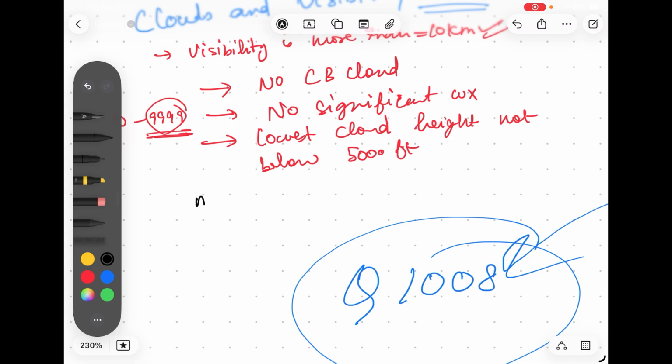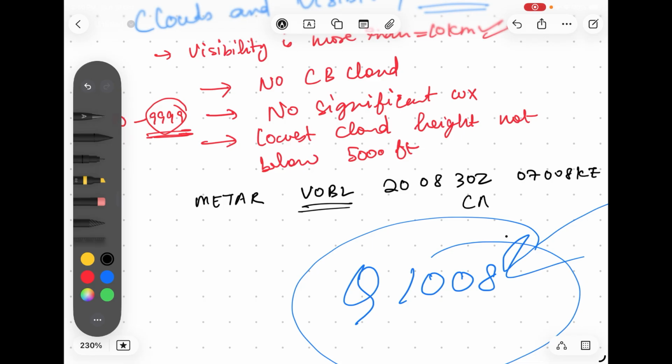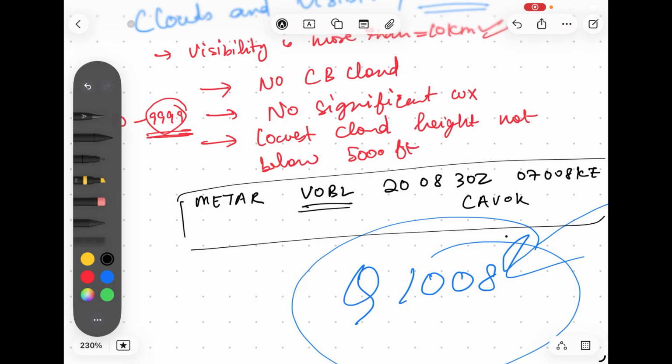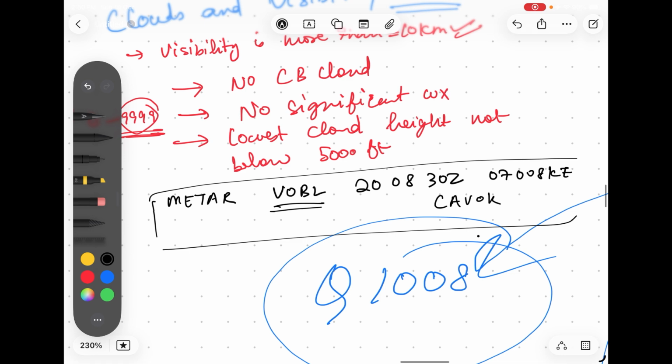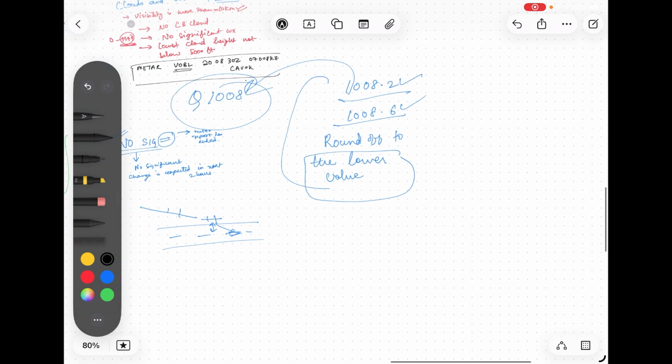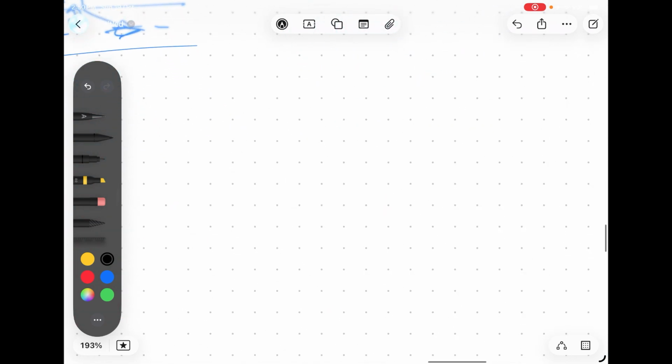For example, I'll give you a METAR: VOBL. Now I also want to tell you that you could just go to Google and see your ICAO designator. 200830 Zulu, 070 degrees 08 knots. Okay, and in the end it's written CAVOK. So what does this METAR imply? So this is your homework. Okay, so this was one term that I wanted to talk about. I'll share the weather group that I promised. Apart from that, let me tell you a few more things.